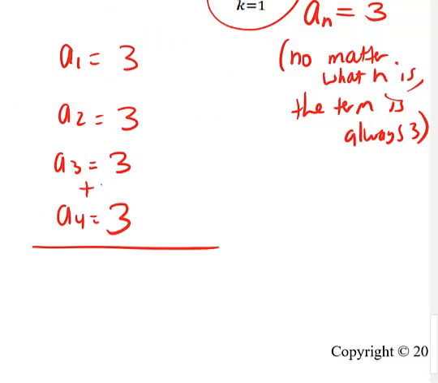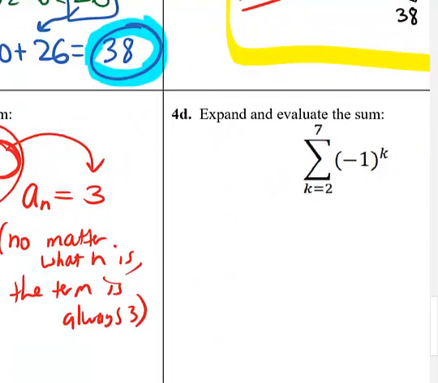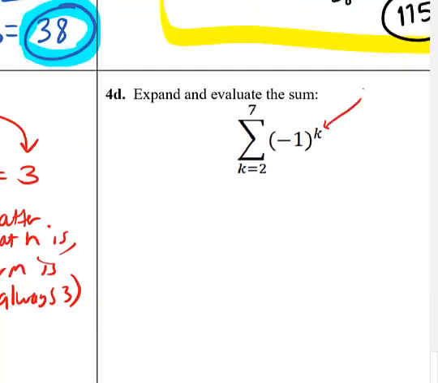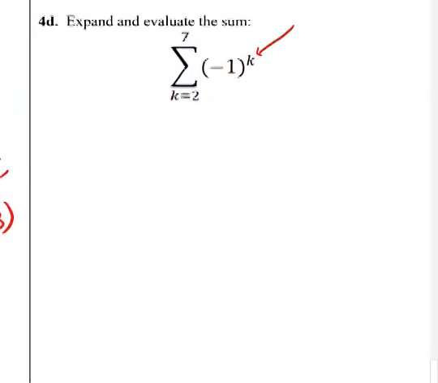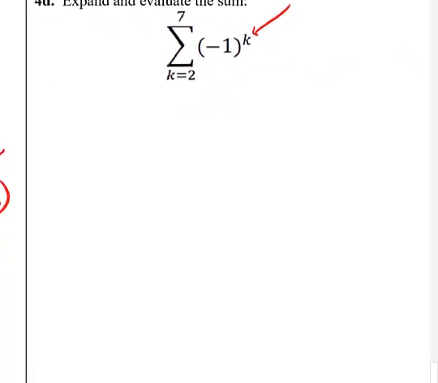I just need to add those together. 3 plus 3 plus 3 plus 3 is 12. So really those are the easiest problems. When the general term has no variable, like the last one, then that's the easiest problem. It's just, I kind of second guess myself and think I'm doing it wrong sometimes.